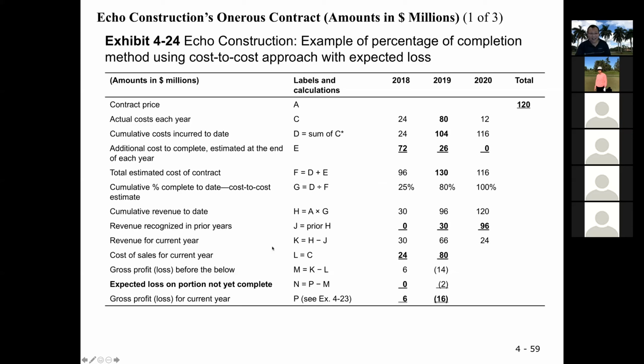Okay. And the cost of sales is the actual cost, 12. So now your gross profit is 12. Remember, at this time point, you realize this is actually a profitable contract, right? So what are you going to do with this $2 million recognition in the prior year?